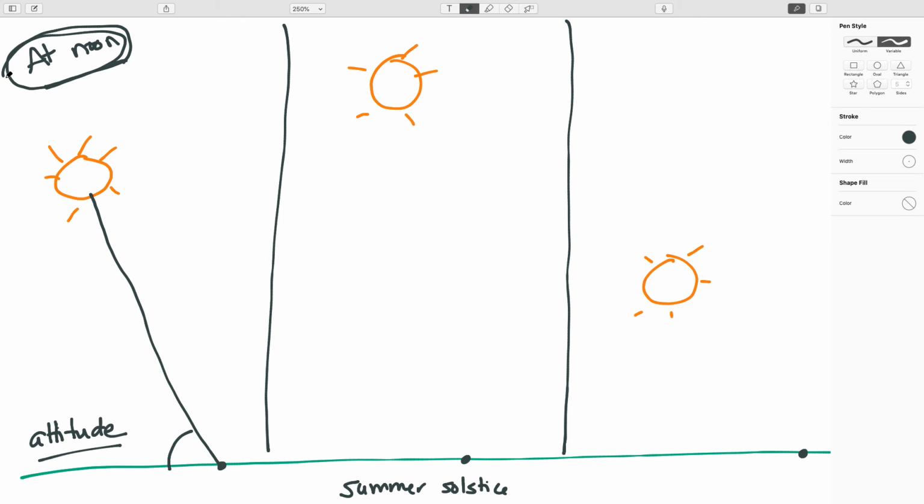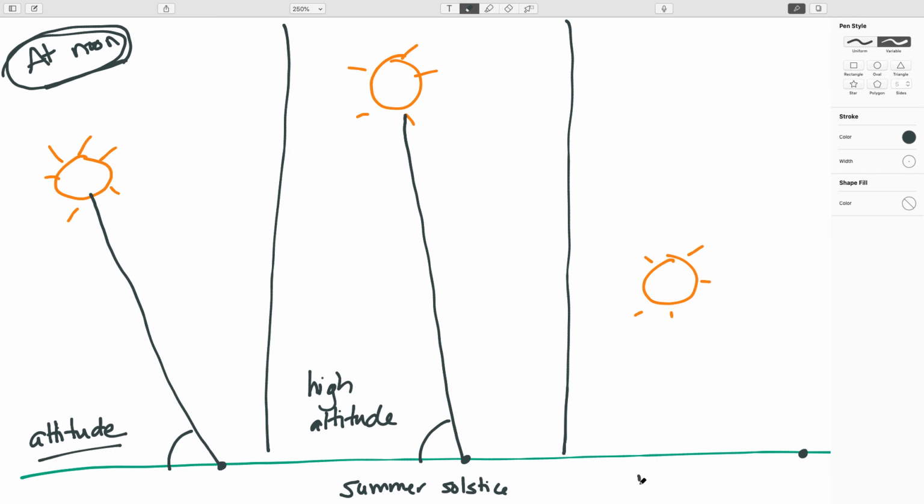So summer solstice, the sun is really high in the sky. And that means that we have basically a very high altitude, right? So we have a high altitude here. And what that means is that the sun is hitting us very directly, and we're getting a lot of direct heat from the sun. So it's very warm here in the summer.